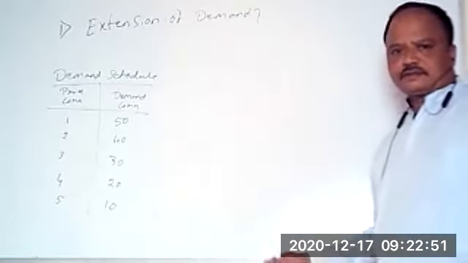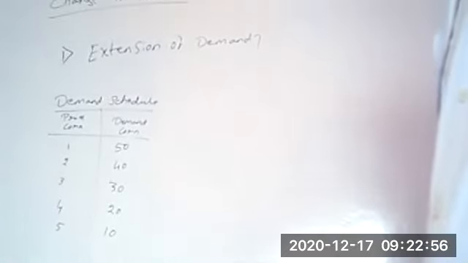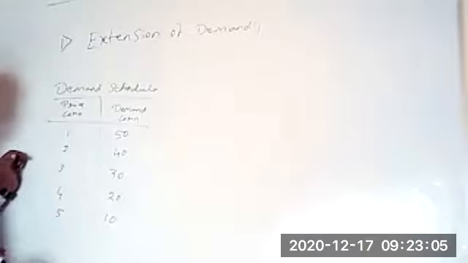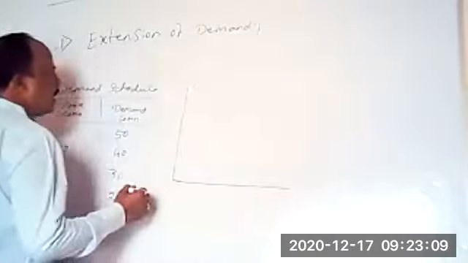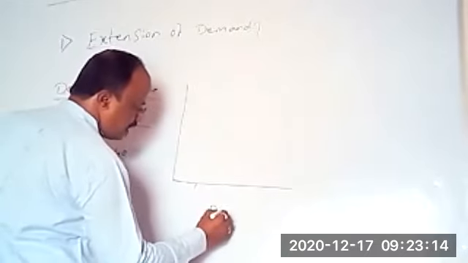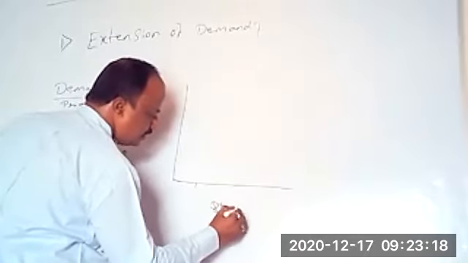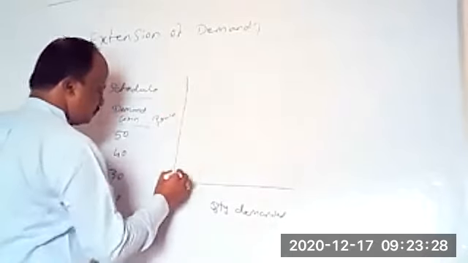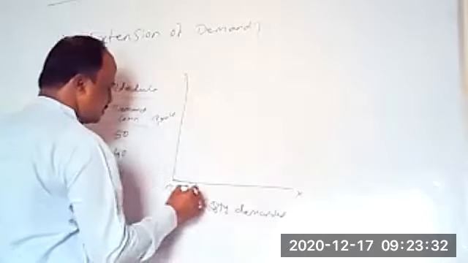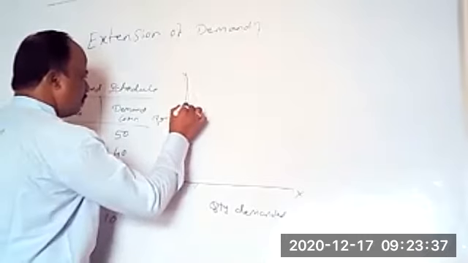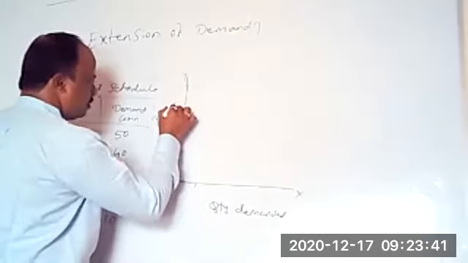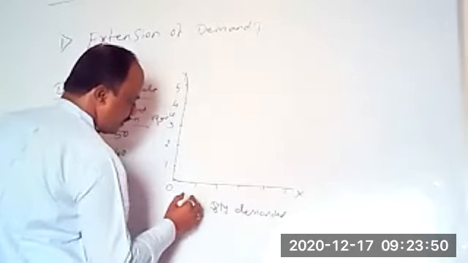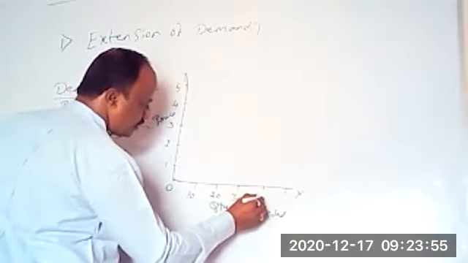Hope you can see this. Now we get the demand schedule. Here is the quantity demanded, and here is the price. Is that visible to you all? Yes, sir. Prices 1, 2, 3, 4, and 5, quantities 10, 20, 30, 40, and 50.